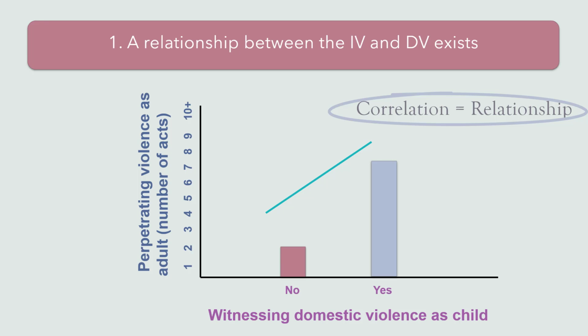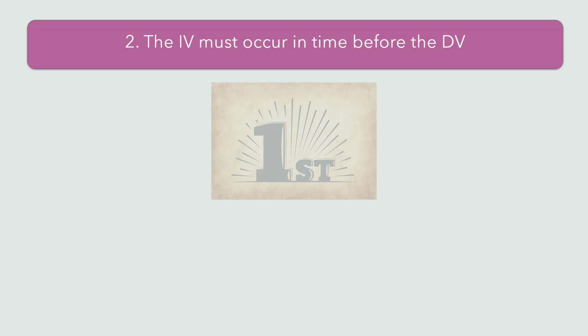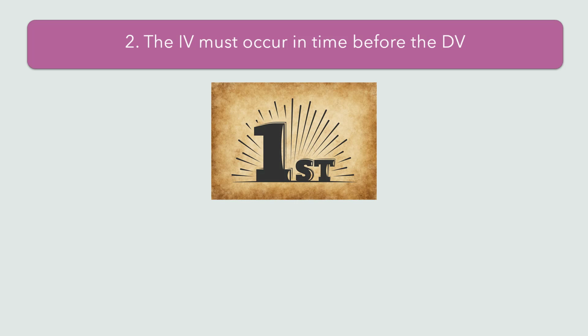So in any case, regardless of the type, we're looking for there being a relationship, so that it's not a flat line. Once we've established that, we have to look at making sure that the independent variable occurs first in time before the DV. Okay, so it comes first.